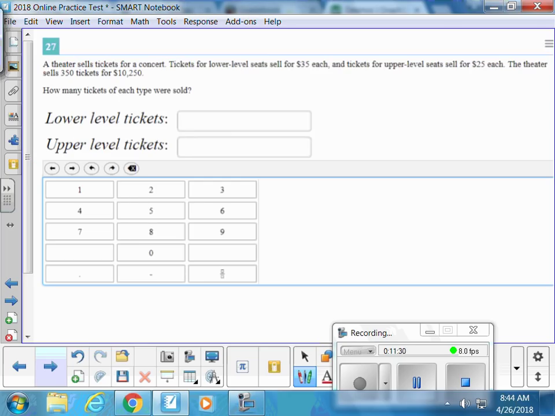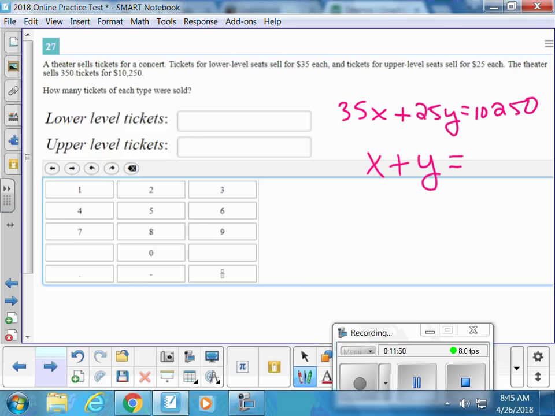27, we have done this problem so many times. I think it was on a study guide. I think it was on a quiz, but what's one more time? Tickets for lower level are $35 each. Tickets for upper level are $25 each. And we're making a total of $10,250. We are selling lower and upper level tickets together and selling 350 total. So it's like one equation deals with monetary values and one equation deals with just number of tickets sold.